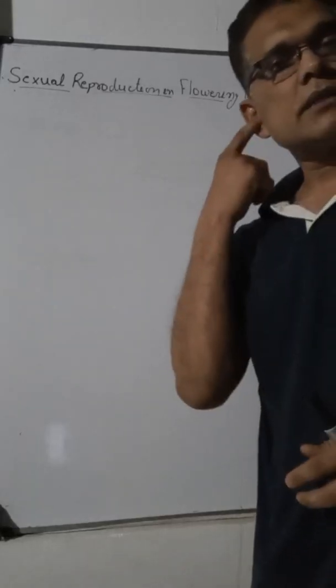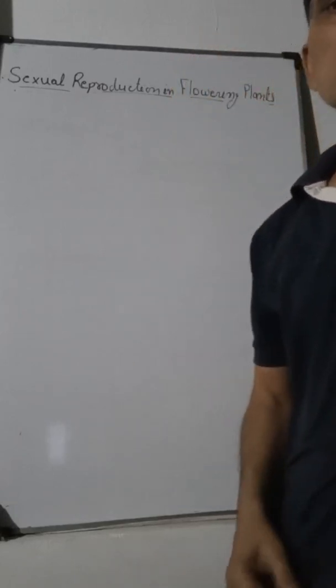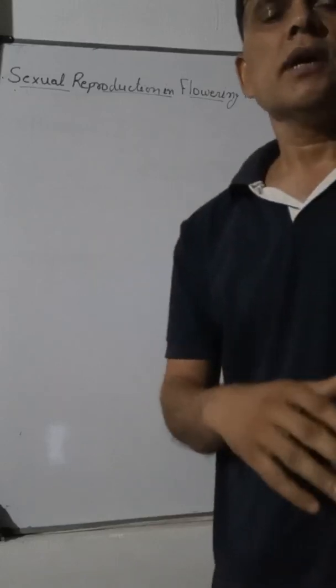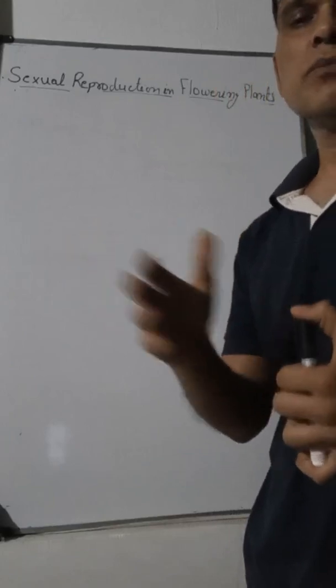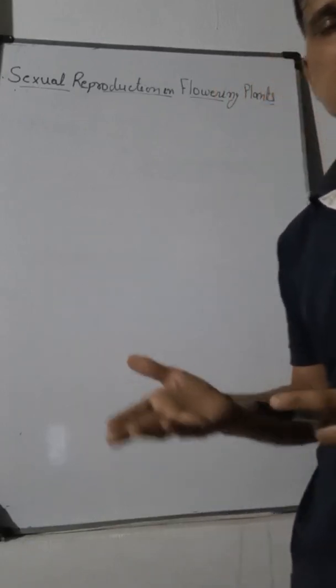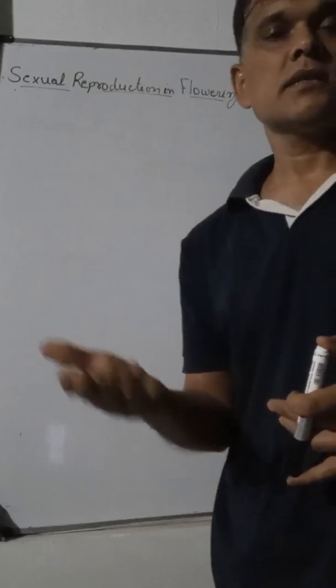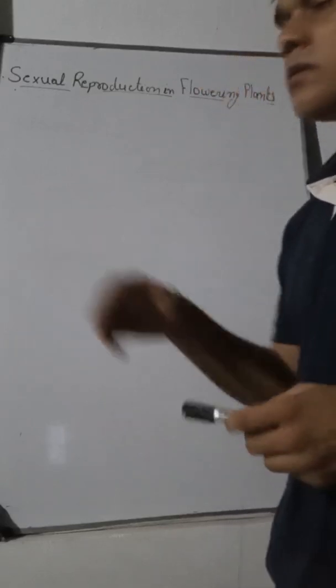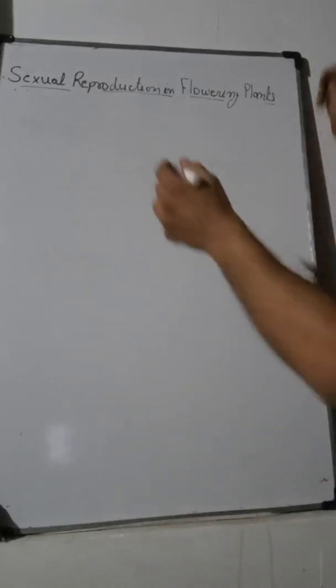Hello students, in the previous class we studied pollination. Pollination is of three types: autogamy, geitonogamy and xenogamy, and the other topic was the agents of pollination. The different agents of pollination are wind, water, insects, birds and other animals. Today we will discuss outbreeding devices.